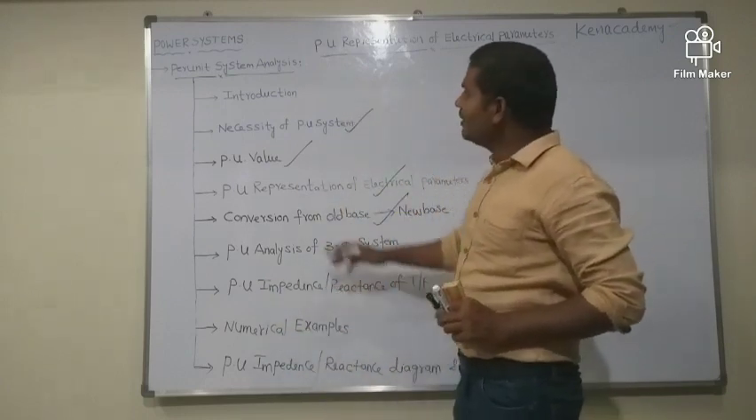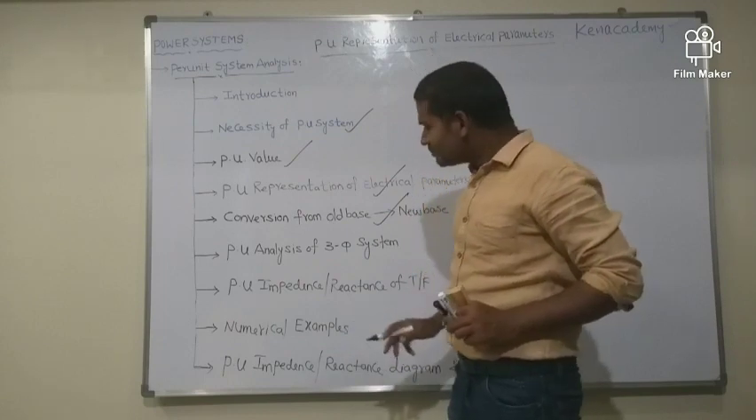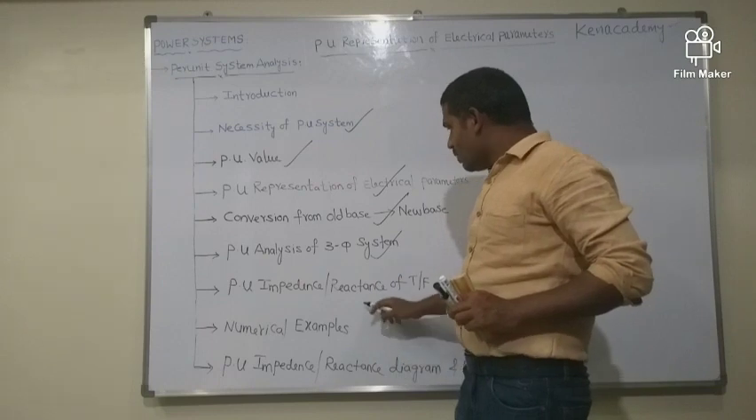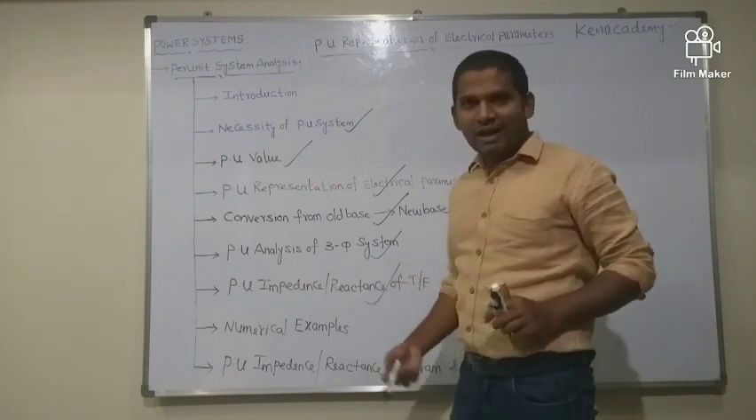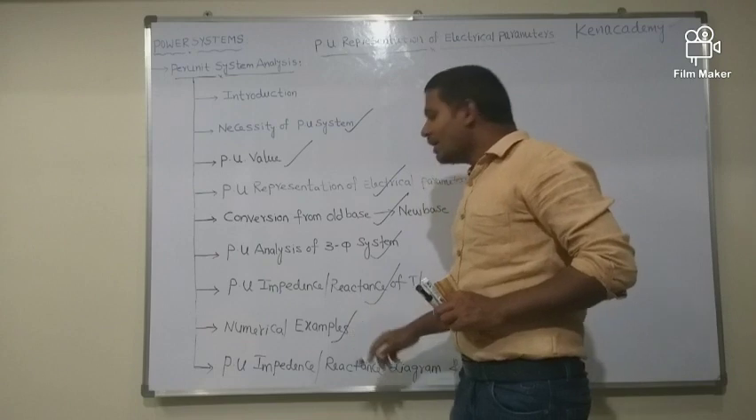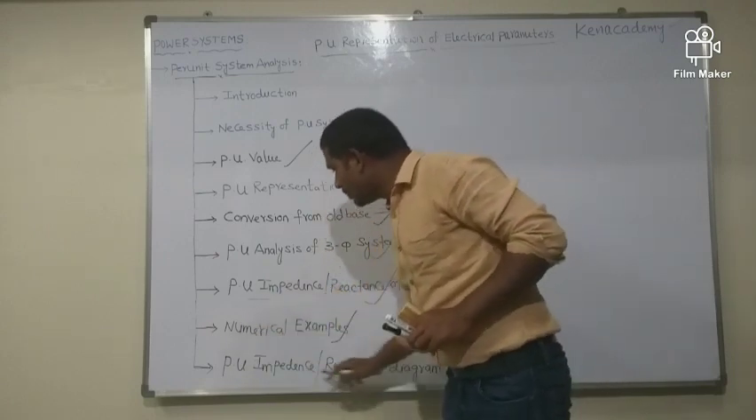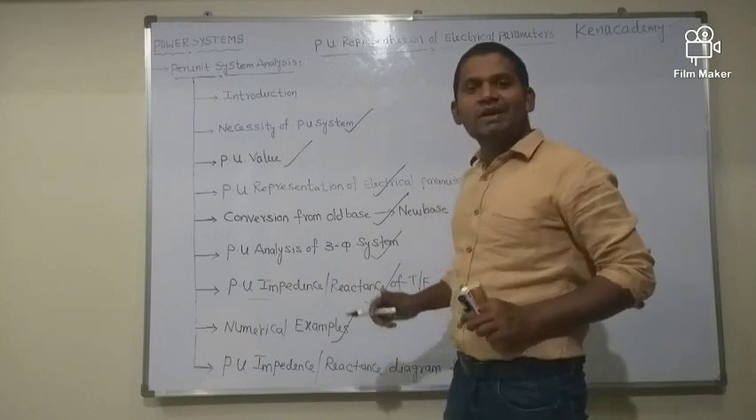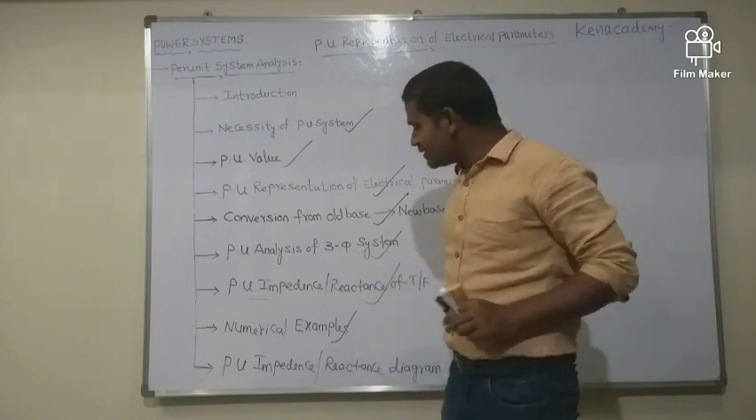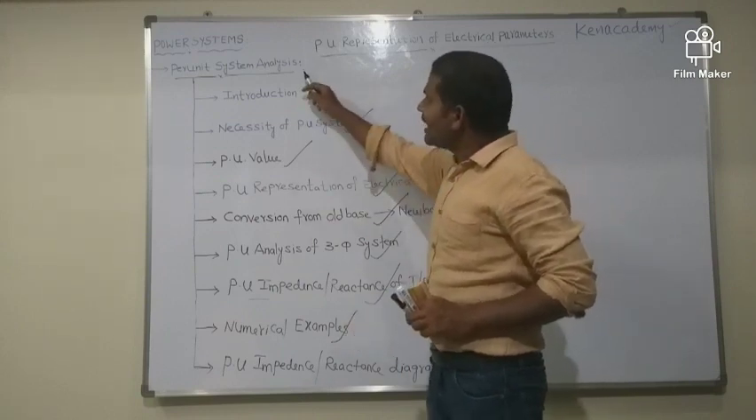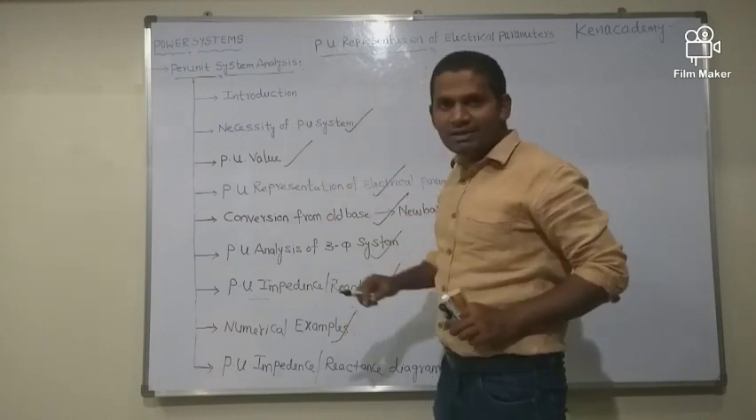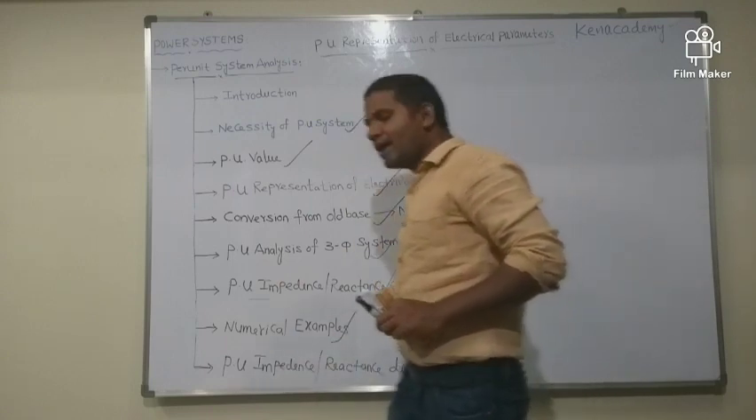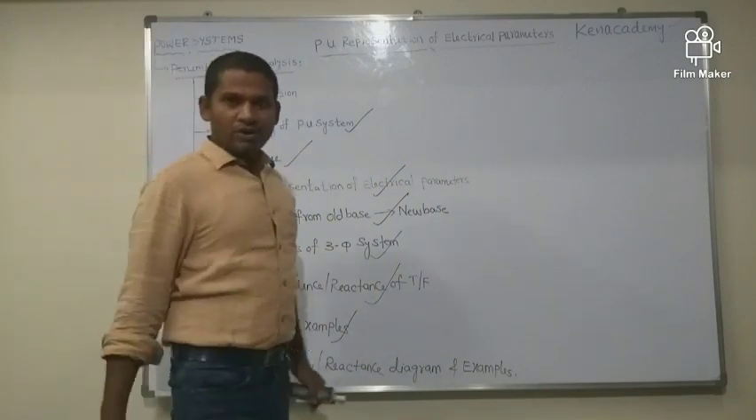As I told already, with respect to per unit system analysis, I want to explain the per unit analysis of a three-phase system, and the per unit impedance or reactance of the transformer. Then I want to solve some numerical examples, which include previous GATE, ESE and PSU questions also. The last topic in this concept is per unit impedance or reactance diagrams, and how to solve some models of the problems.